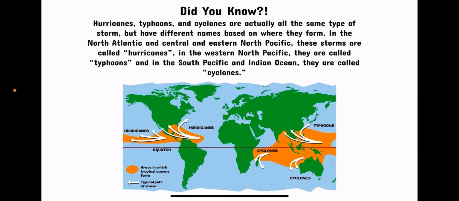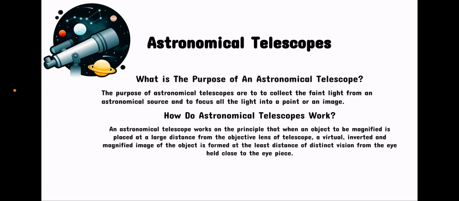And did you know that hurricanes, typhoons, and cyclones are all the same thing, just called different names depending on where they're formed? In the North Atlantic and Central and Eastern North Pacific, these storms are called hurricanes. In the Western and North Pacific, they're called typhoons. And in the South Pacific and Indian Ocean, they are called cyclones.